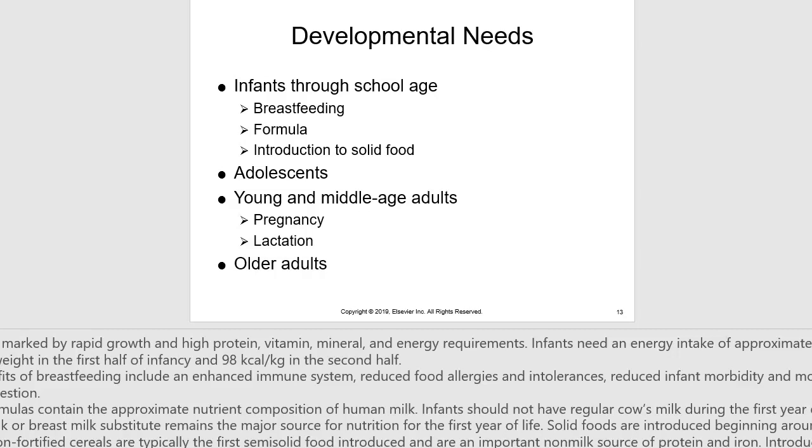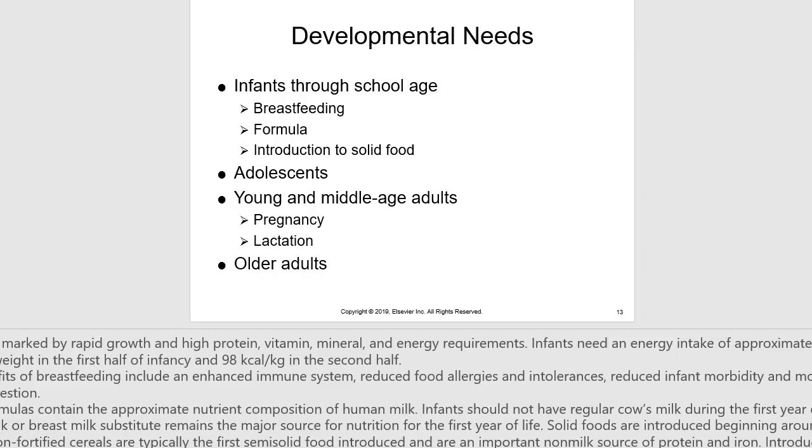Infants should not have regular cow's milk during the first year of life. And solid foods should be introduced beginning around 6 months of age. This is about when they start to need iron in their diet. And so iron-fortified cereals are typically the first solid food introduction. It is recommended that infants are introduced to one new food every 3 to 4, or even up to 7 days, to watch for any allergies or problems with foods.